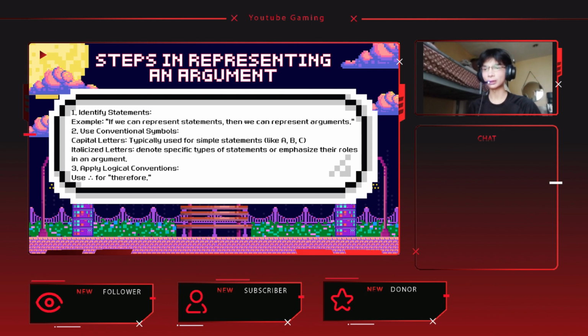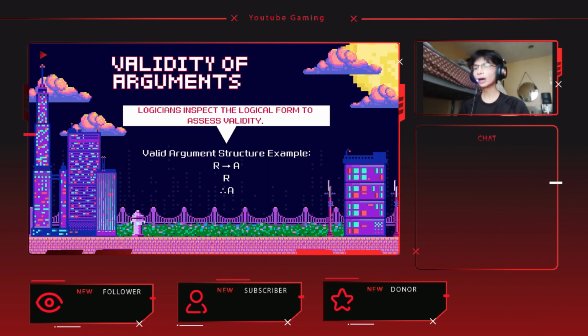But keep in mind these important considerations. First is to differentiate between argument, structure, and form. Then, you need to focus on logical relationships rather than the content when doing this. And lastly, practice isolating logical structures from various argument types. If you consider this, you may be a master in logical representation. Now let's explore how we examine an argument's logical form to determine its validity. Logicians inspect this form to assess whether an argument is valid or invalid.